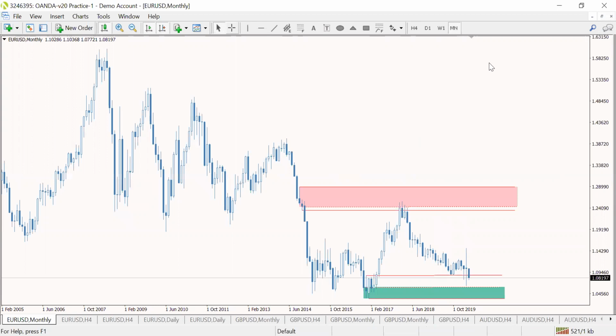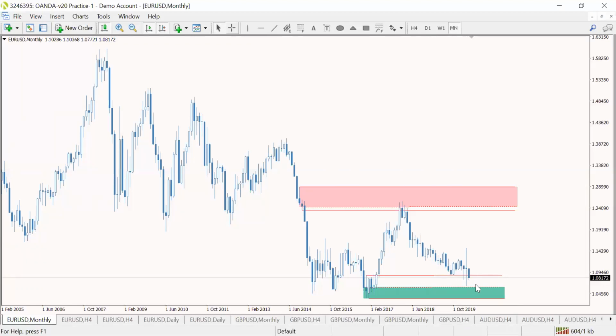Now let's start from the monthly time frame. As you guys can see, we are currently on the monthly demand area, as it was last week, or let me say for the past 3 months. For the past three months, we've been trading around this demand area, this monthly demand area.